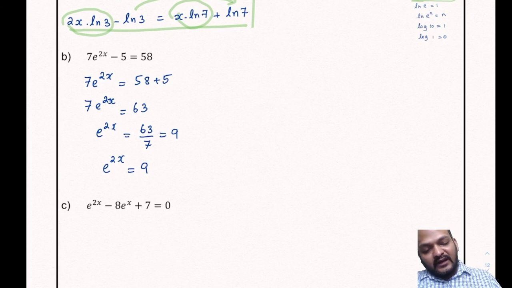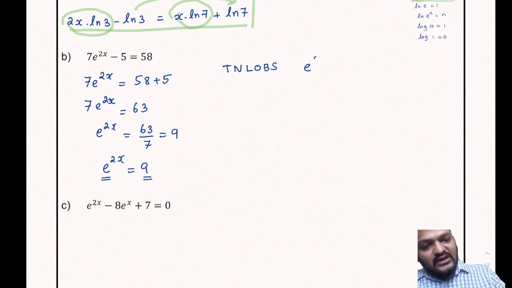Now how do we solve that? Again, we don't have the same base. This is e, this is 9. So I'm going to take natural logarithms on both sides of this equation, e to the 2x equals 9. When I do that, I'm going to have ln of e to the 2x equals ln of 9.